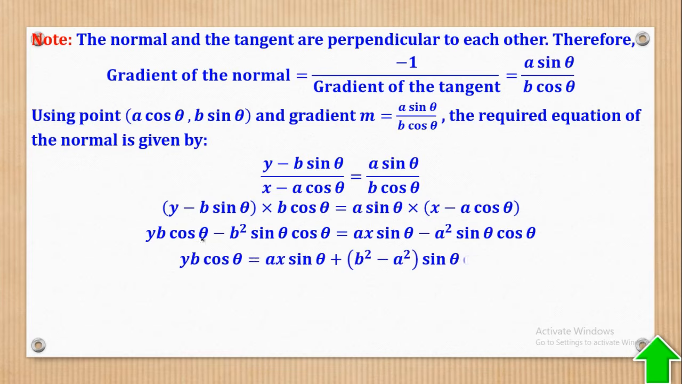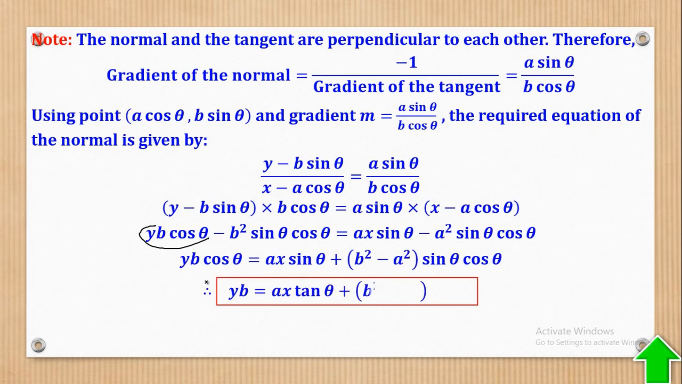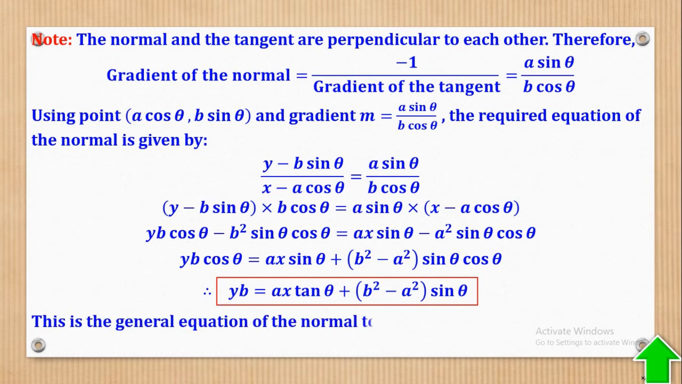Then you collect like terms so that you put y on one side. What I've done to move from here to here is divide through by cos. When I divide through by cos, this one cancels, and this one, sine over cos, gives you tan. And this one, this cos cancels, you remain with only sine. And that will be the equation of the normal.